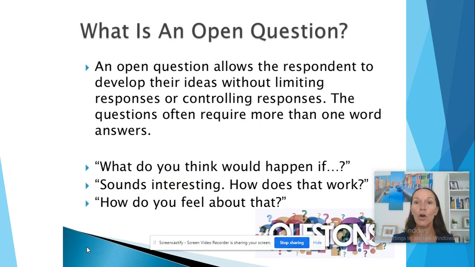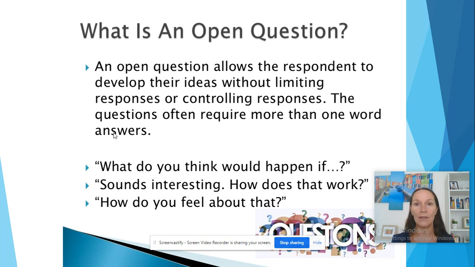So, an open question is kind of like the opposite to a closed question. An open question allows the respondent to develop their ideas without limiting responses or controlling responses. The question often requires more than one word answers. And here are some examples of what an open question might sound like. What do you think would happen if?